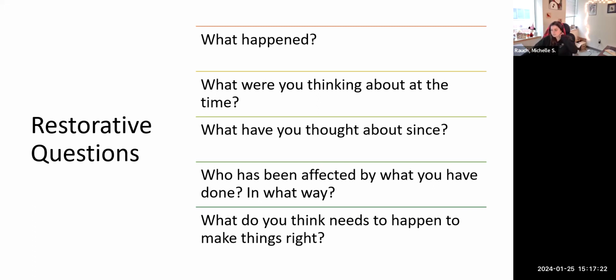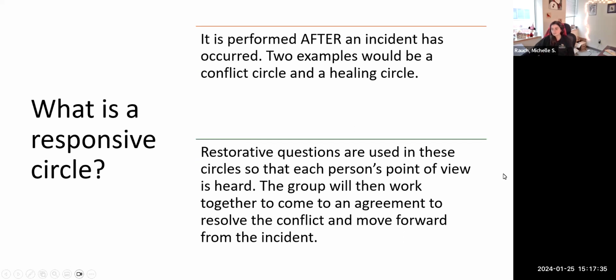So these questions are used in responsive circles. And we've been mentioning this throughout the course of our time today, but what exactly is it? A responsive circle is performed after the incident has occurred. Two examples of this would be a conflict circle and a healing circle. And I'll talk about what each of those are in just a second.